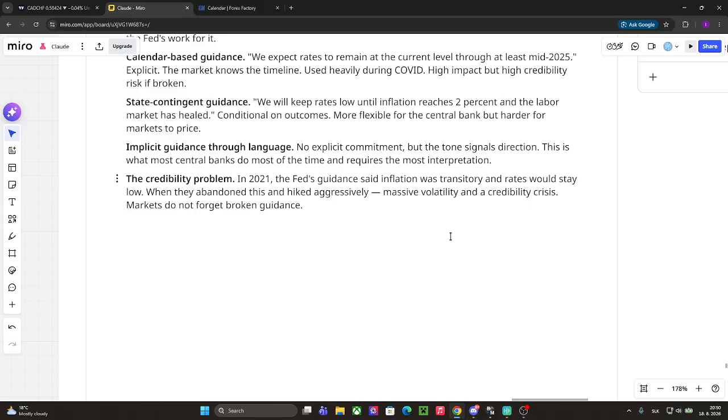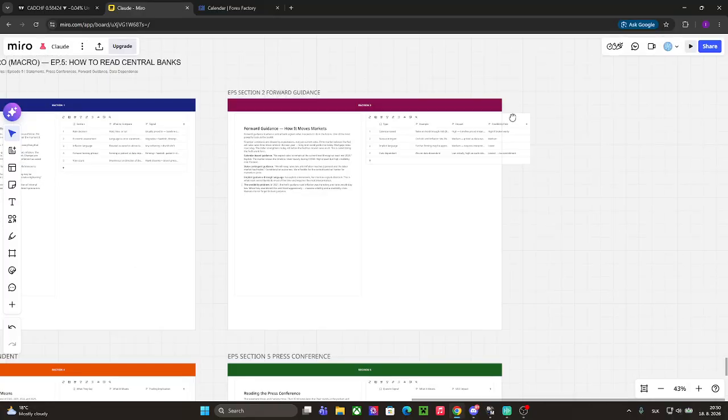The credibility problem. In 2021, the Fed's guidance said inflation was transitory and that rates would stay low. When they abandoned this and hiked aggressively, there was massive volatility and a credibility crisis. Markets do not forget broken guidance.